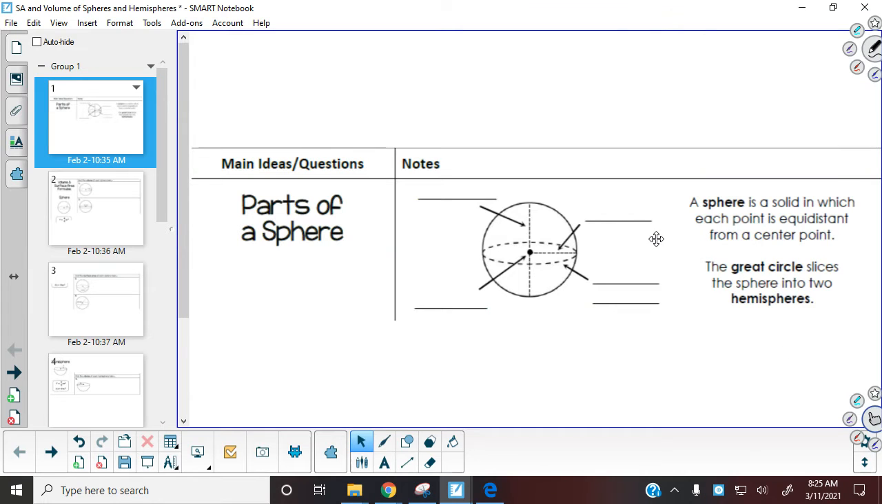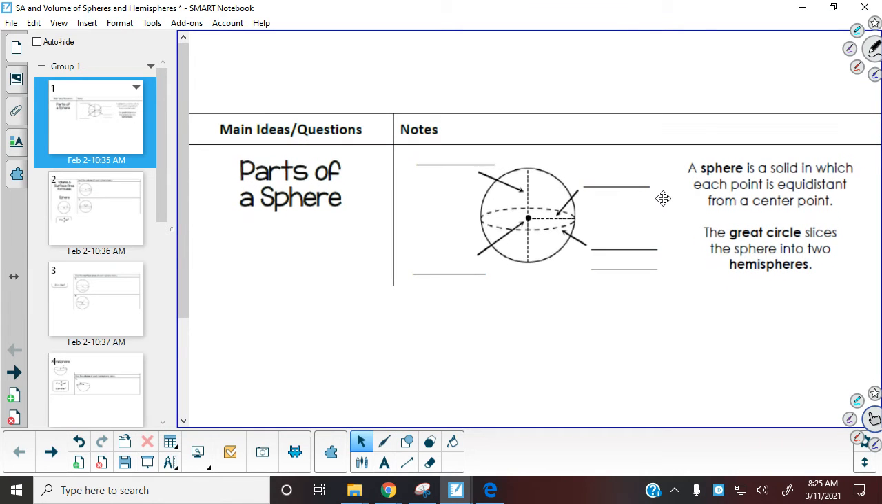Today we are going to be looking at a sphere. So we've done prisms, we've done cylinders, we've done pyramids, and we've done cones. So today what we're looking at is a sphere. A couple things that you just need to know as far as terminology.